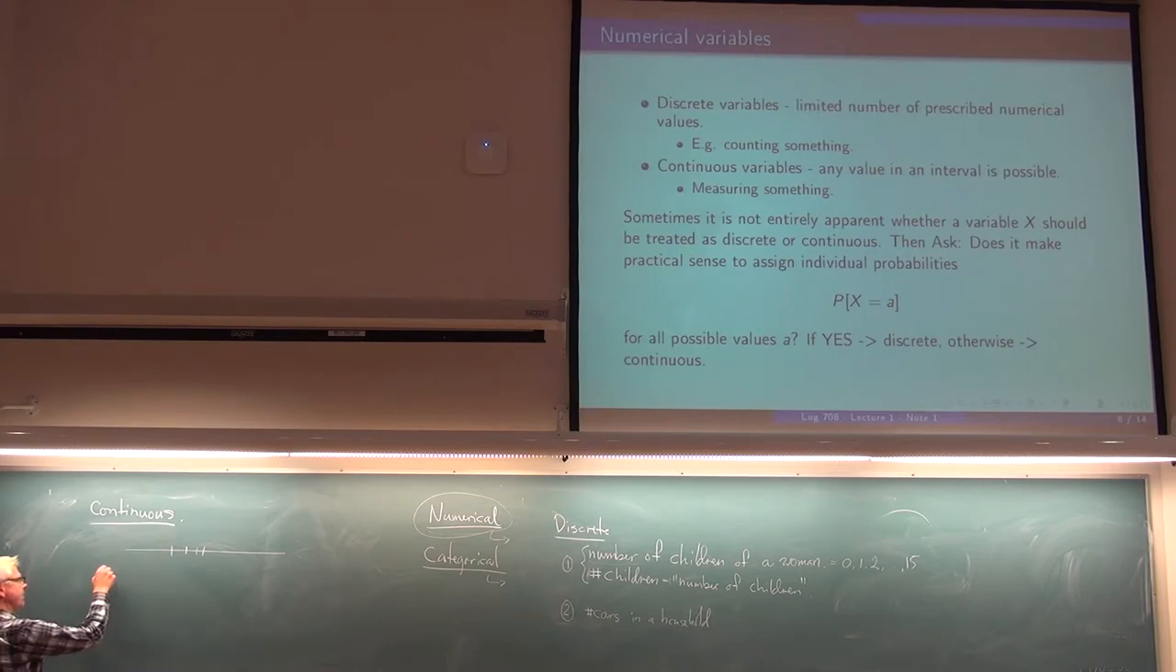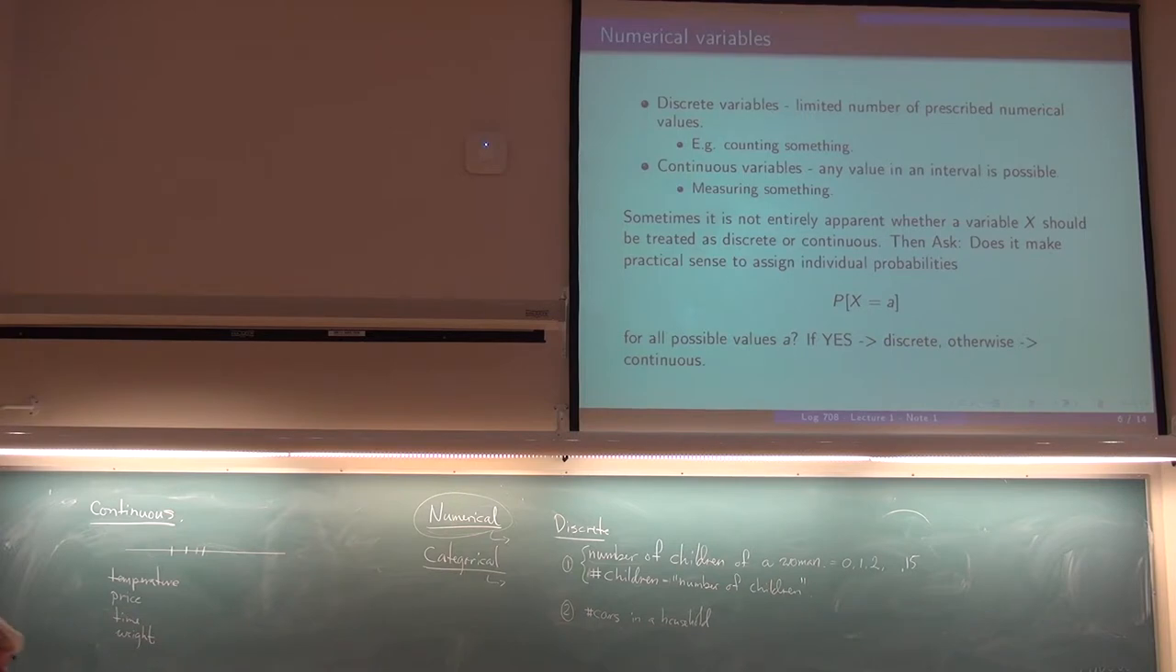So for instance, examples could be temperature, price, in principle, yes, time, time to travel from A to B, weight of something. Many of these, for instance, physical things. We will have quite different ways of presenting our data, whether it's considered discrete or continuous, actually.